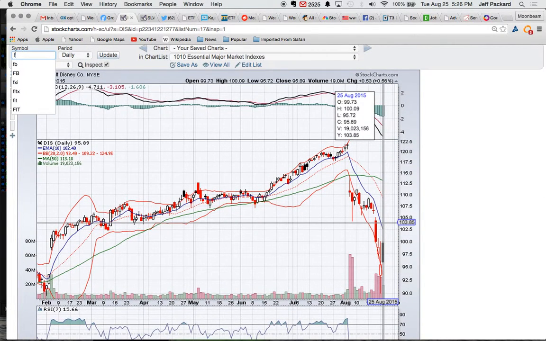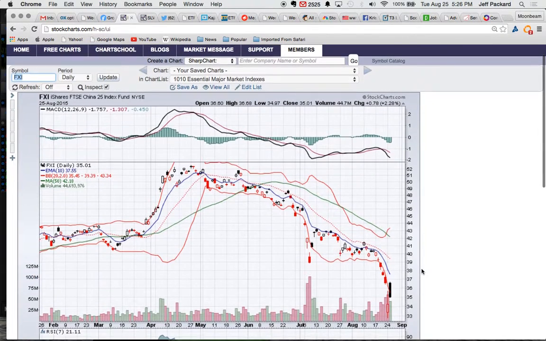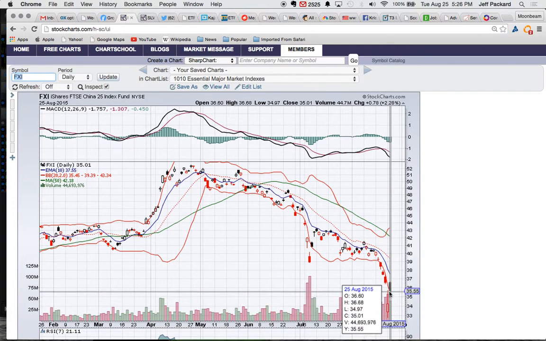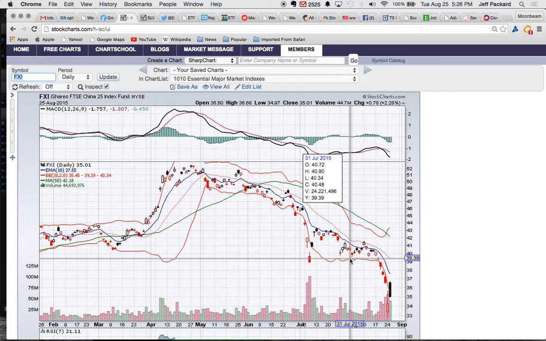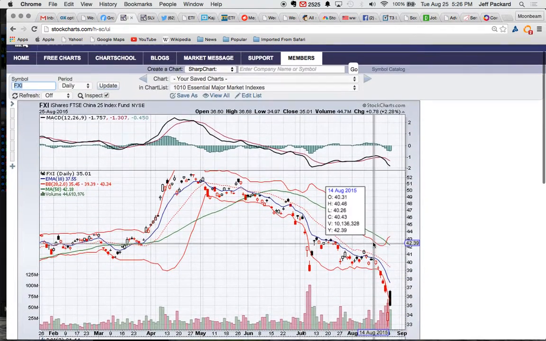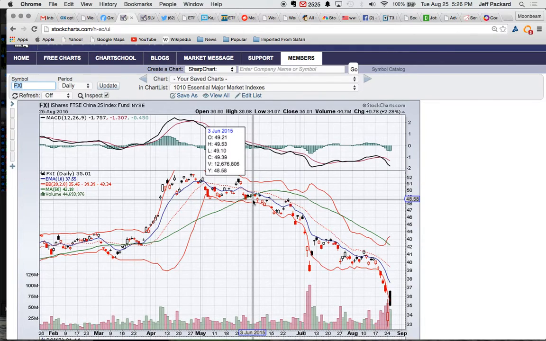A couple ones that I'm looking at right here are FXI, good volume, and this is China's index, just so you know. And it's way oversold. So I am looking for a potential change in trend here in FXI. Let's look at Nike.